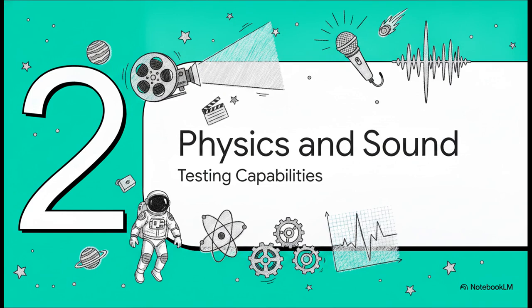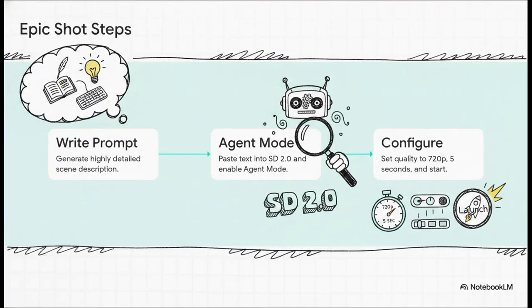Moving right along to Section 2, Cinematography, Physics, and Sound. To really test this thing out, we're going to push the program to its absolute limits by generating a super complex, epic shot for a sci-fi film. So the absolutely crucial piece here is getting your workflow right. To get an incredible result, you need incredible text. And, well, we aren't going to write it ourselves.